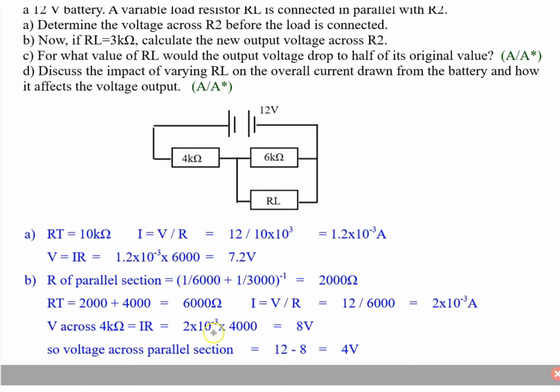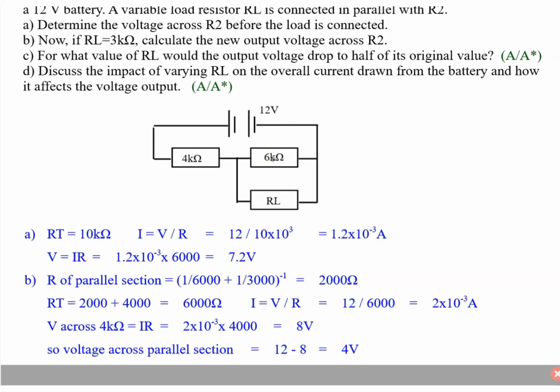So it's the current we've just found multiplied by 4000 is 8 volts. So 8 volts of the 12 is across the 4000. So that means that this section, the parallel section, must have the remaining voltage. So 12 minus 8 is 4, and both of these will have the same voltage.